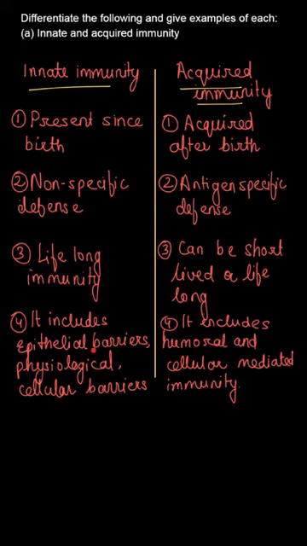Okay. Physiological barriers include HCl secretion by the stomach or lysozyme secretion in tear glands. Okay. If the microbes have already entered your body, they kill these microbes. Cellular barriers include neutrophils, leukocytes, and macrophages, which kill the microbes once they have entered the body.